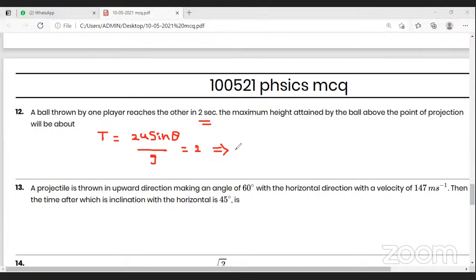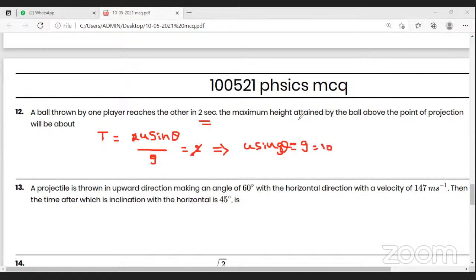Then what is u sin theta? Of course, 2 and 2 will get cancelled. When g comes to the other side, u sin theta is nothing but g only. No? U sin theta can be taken as g only. Of course, g is 10 only.